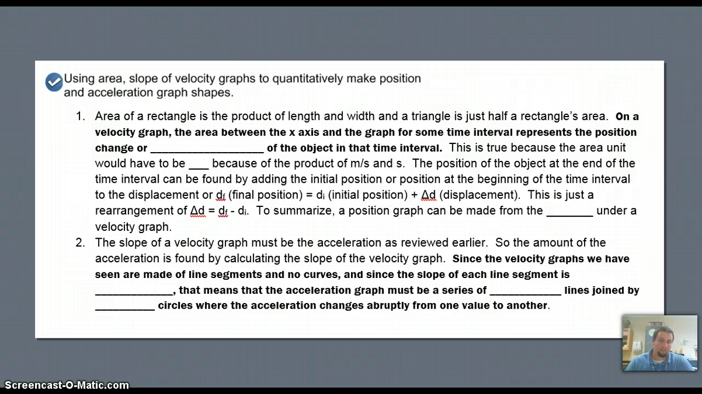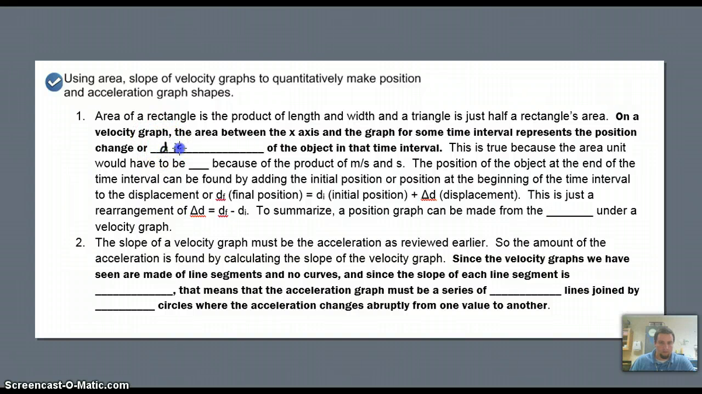We're going to go from velocity to position graph, and you'll see that by doing this, rather than taking the slopes, we'll be doing the inverse, which will actually be taking the area under the line. So let's start off with this fill in the blank that we have here. The area of a rectangle is the product of length and width, and a triangle is just half the rectangle's area. On a velocity graph, the area between the x-axis and the graph for some time interval represents the position change. So what's another name for position change? It would be the displacement.